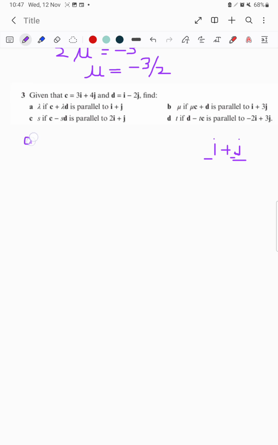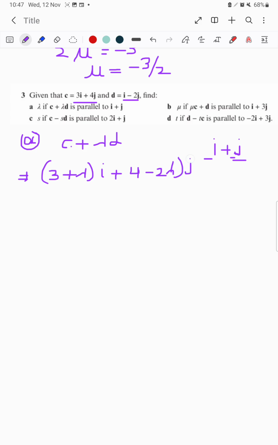So first of all, for the first part, it is c plus lambda d. When I have to find c plus lambda d, first of all it is going to be c plus lambda d. So if I combine the i components, 3 plus lambda times i, and then plus 4 minus 2 lambda times j.